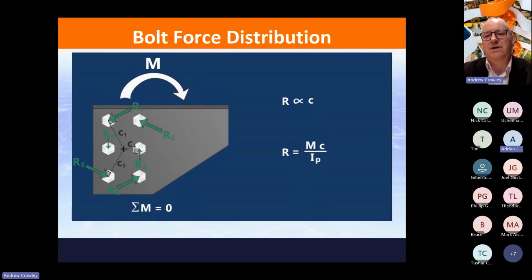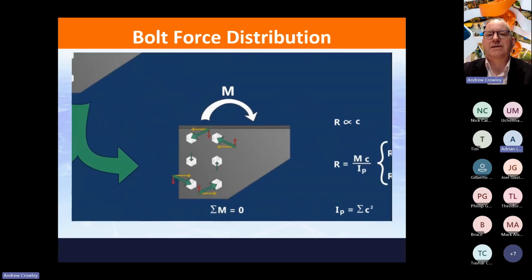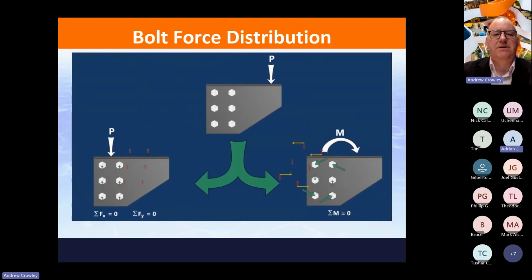Now the polar moment of inertia of the bolt group is simply the sum of the distances of the bolts squared from the centroid. That can be broken down into an x and y direction, so you can have an Rx and an Ry. We do that so we can combine it with the load we derived in the concentric load. Okay, nice and simple. So you're deriving something simple from something that's quite complicated. But what you normally do is you design for the worst load case.